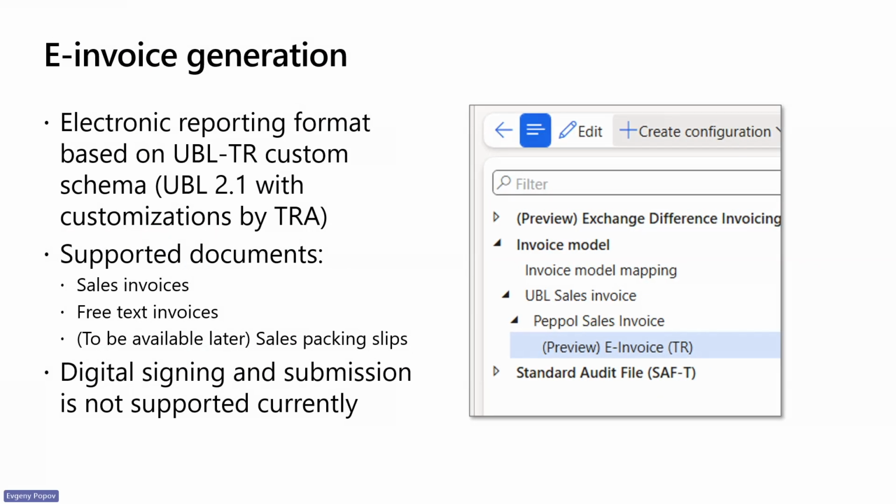In the current scope, we provide the capability to generate electronic invoices for customer invoices in the format mandated by the Turkish Revenue Administration. The format is based on the internationally recognized Universal Business Language format that is customized by the Turkish Revenue Administration to meet specific requirements for Turkey. It's UBL 2.1, customized for Turkey.